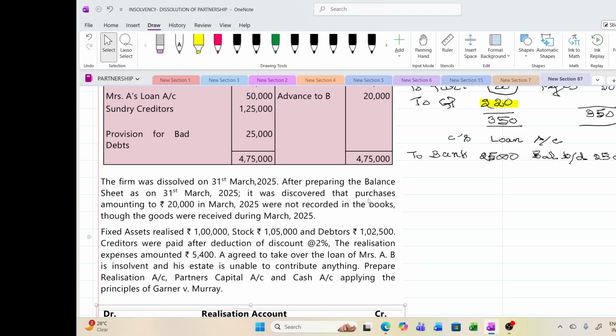Purchases account should have been debited and sundry creditors account should have been credited. Both the entries are not made. Not recorded means complete omission. Okay. So now we cannot operate the purchases account. But what would have been the effect of that?